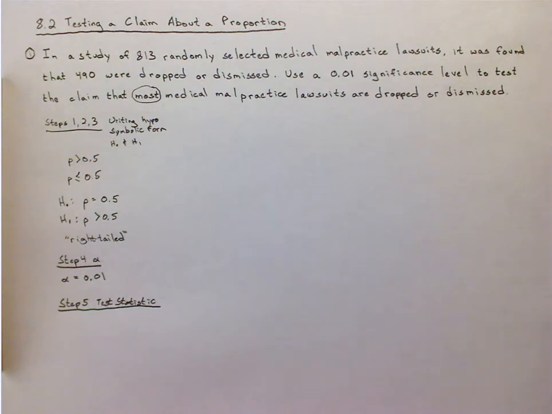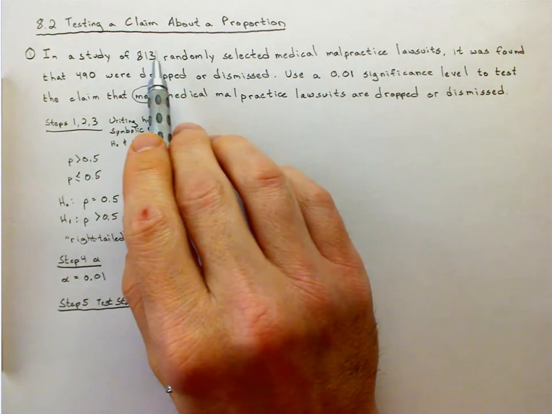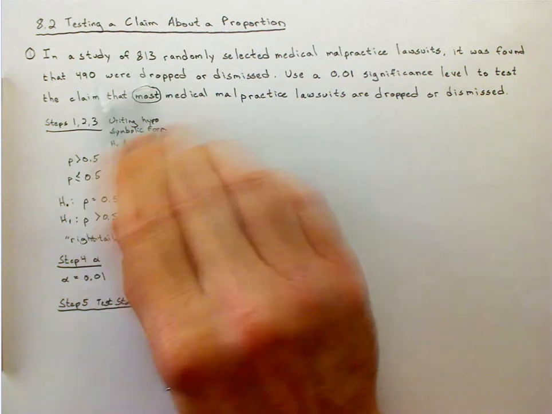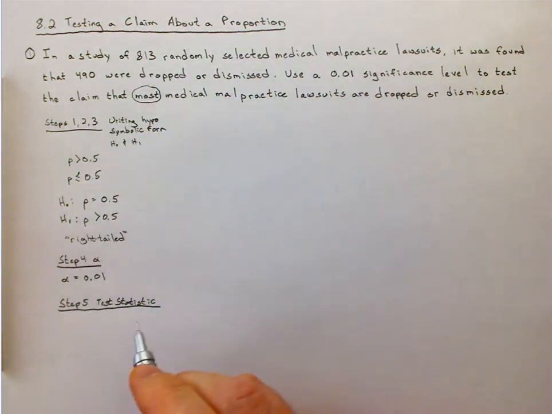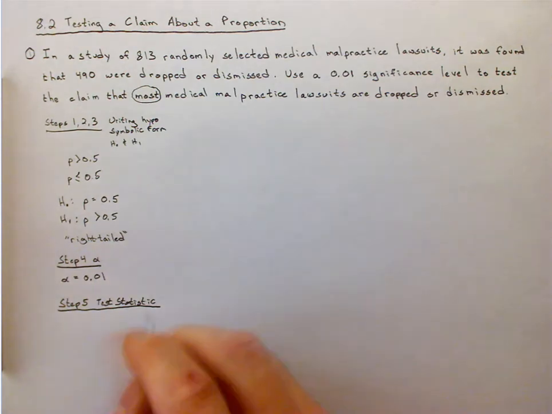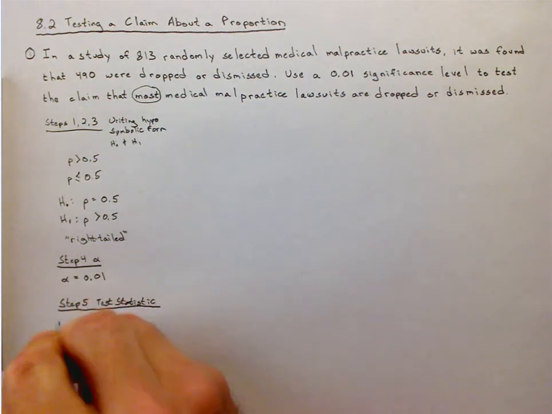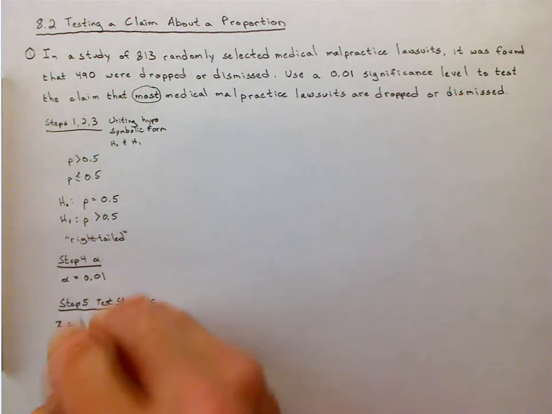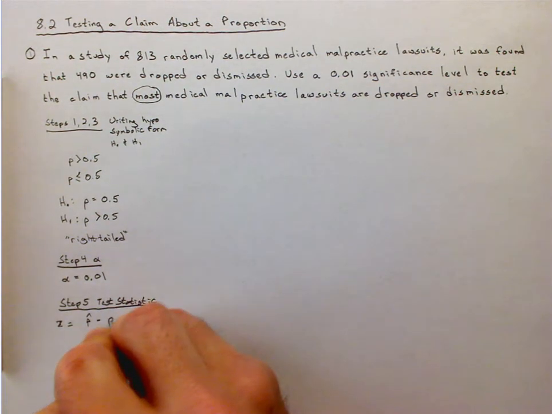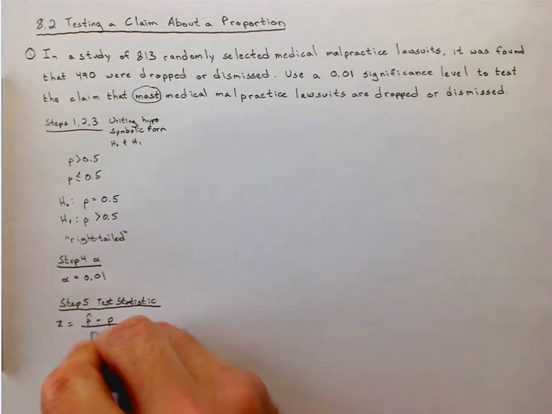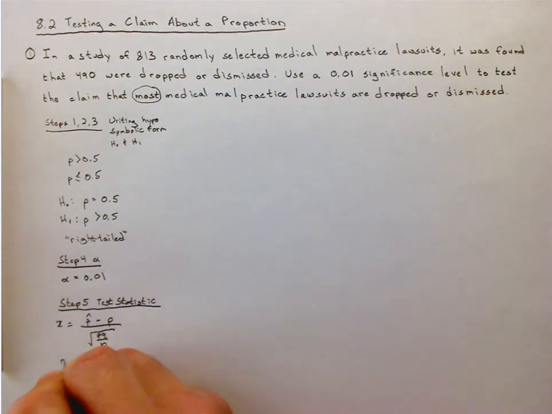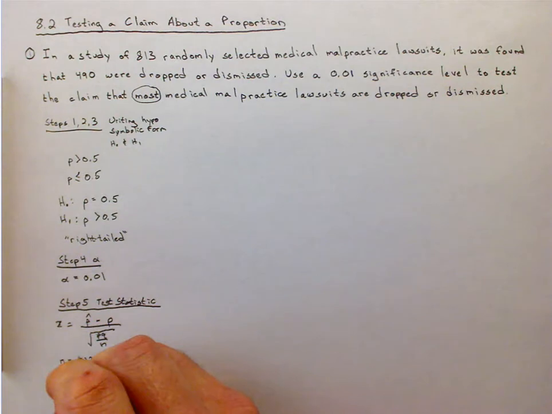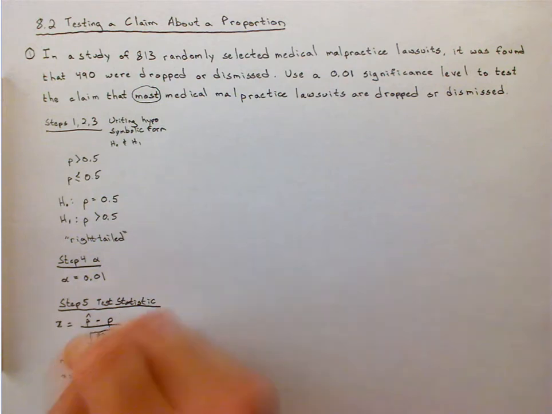So what I have been given, the information up here, is going to deal with the proportion. I'm given numbers that I can find a proportion for. So it's just a matter of calculating. And in this, the first thing I like to do is write out my formula to verify that the data that I need is here. So I know n is 813, and my x is 490.